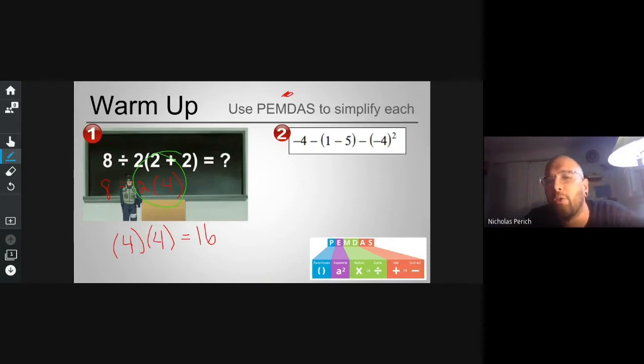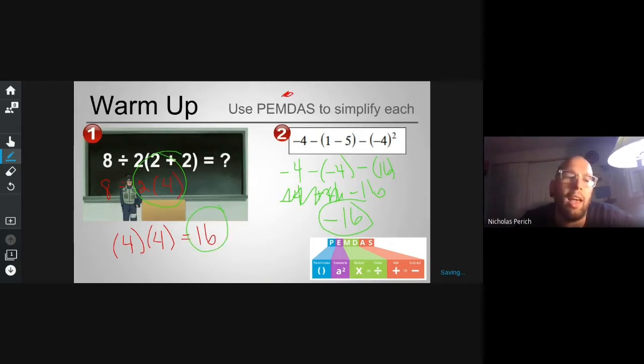Let's do this one. Negative 4 minus, inside parentheses, 1 minus 5 is negative 4, minus, parentheses and an exponent. Let's kill 2 birds with 1 stone. Negative 4 in parentheses squared is going to be positive 16. You with me? Negative 4 minus a double negative 4 is going to be negative 4 plus 4 minus 16. These cancel each other out, and I'm left with negative 16, baby. Negative 16. Look at that.